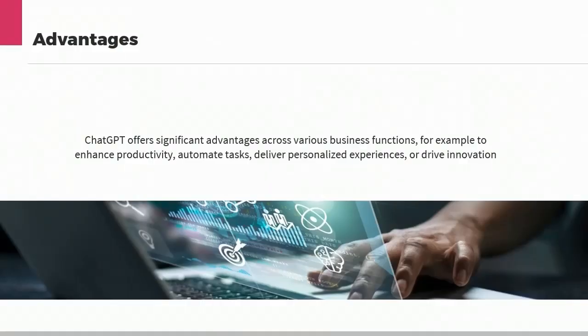ChatGPT offers significant advantages across various business functions. For example, to enhance productivity, automate tasks, deliver personalized experiences, or drive innovation. Let's now explore some of these benefits of leveraging ChatGPT's abilities to businesses, customers, employees, and society.